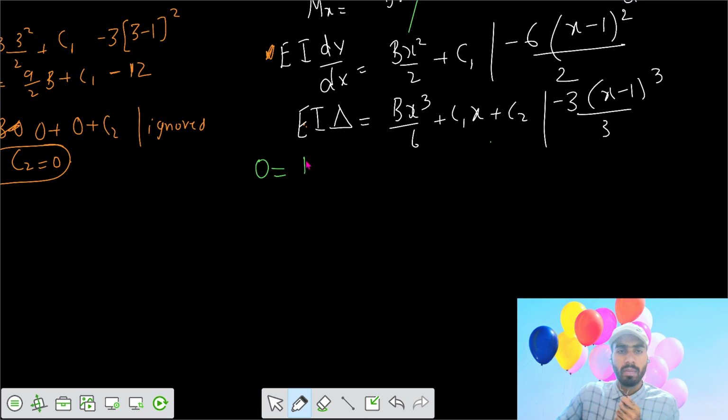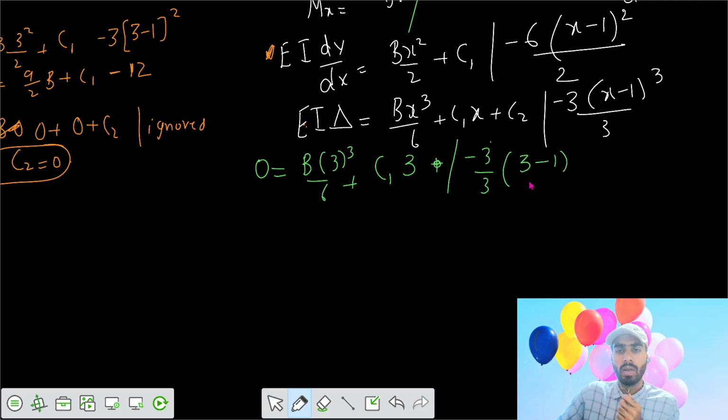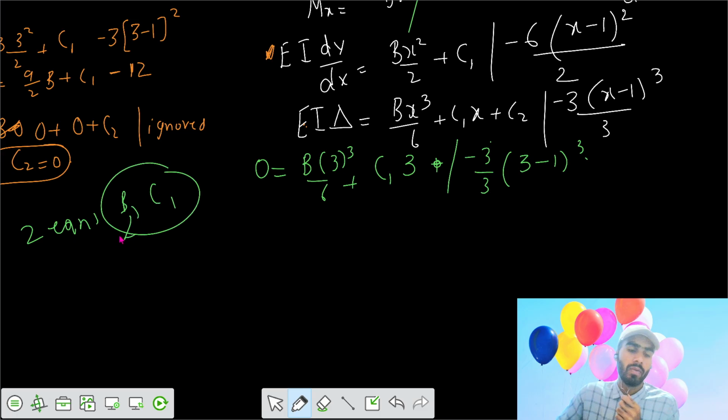So we write b into 3 cubed by 6 plus c1 into 3 plus c2 equals 0. And we have to see whether this term is valid. Minus 3 into 3 minus 1 whole cube. So this is valid, so we can get the equation in terms of b and c1. So we have two equations in b and c1.